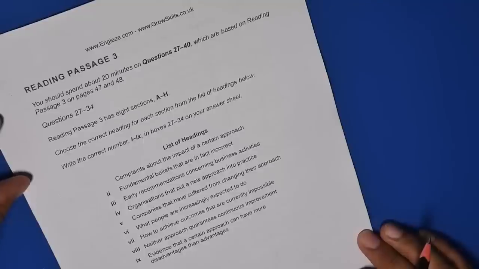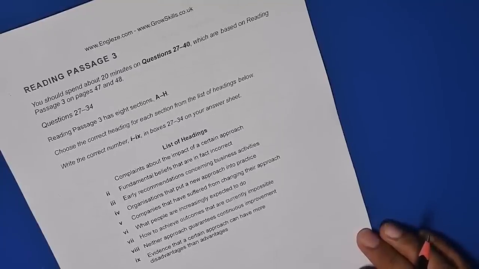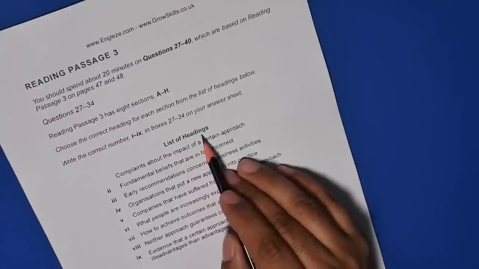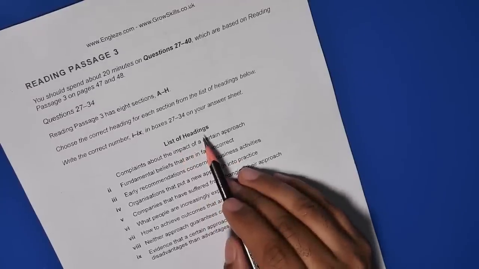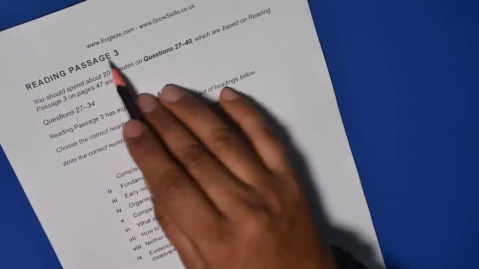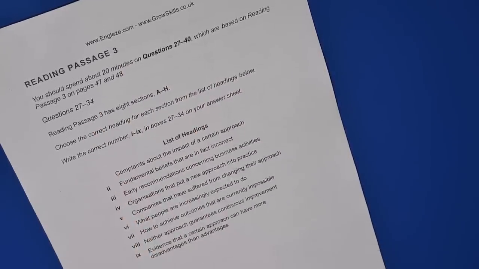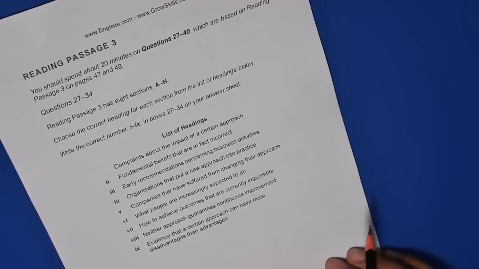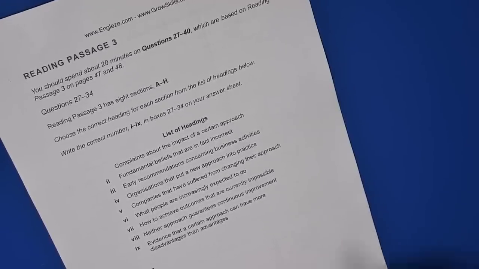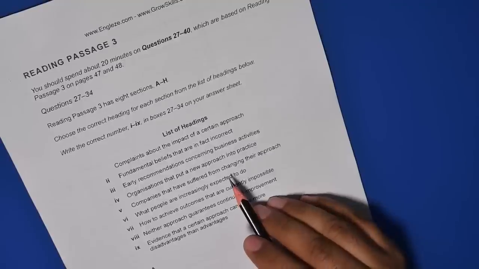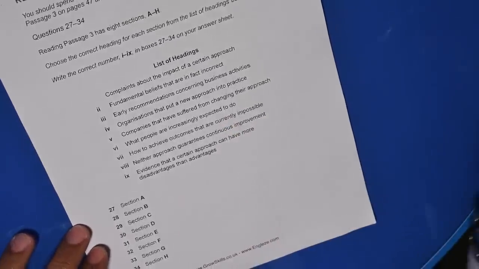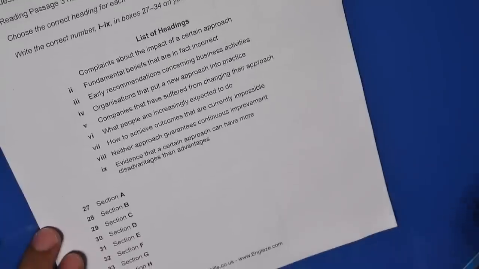So guys, let's go to the handout now and I'm going to solve the test for you. Let's make a start. The type of questions which we are going to discuss here is list of headings, and this list of headings we have in section 3, passage 3. The questions are 27 to 34. Now it's a good idea to quickly go through this list of headings so that when you go to the passage, you already know what to look for.